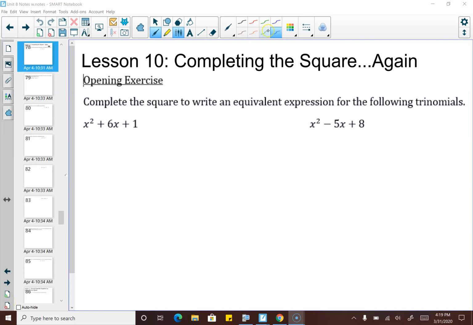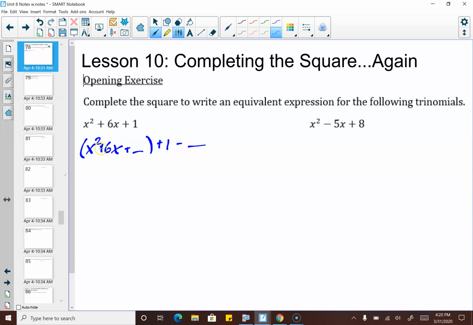For lesson 10, we're going to go a little bit further into our process of completing the square. For the opening exercise, we're going to review what we did in our previous lessons. Our first step was we wrap those first two terms in parentheses and we put a line. Then we have our plus a line and then minus a line. Remember, you always need two lines. It's always plus with the first one, minus with the second.